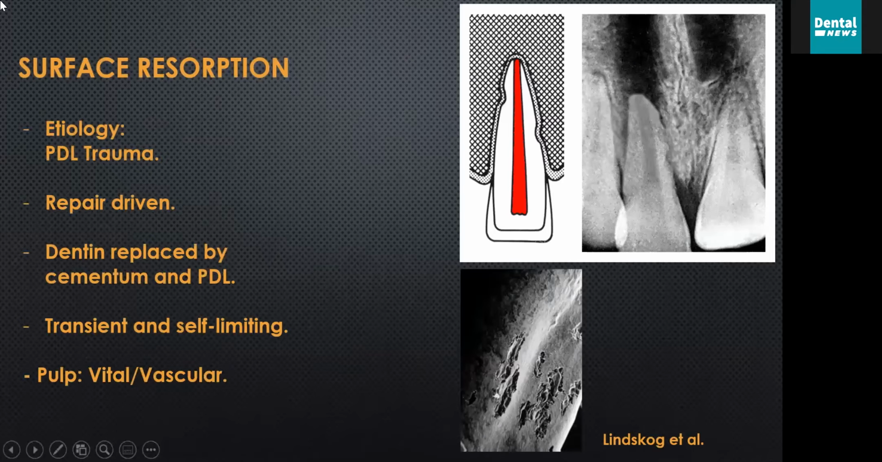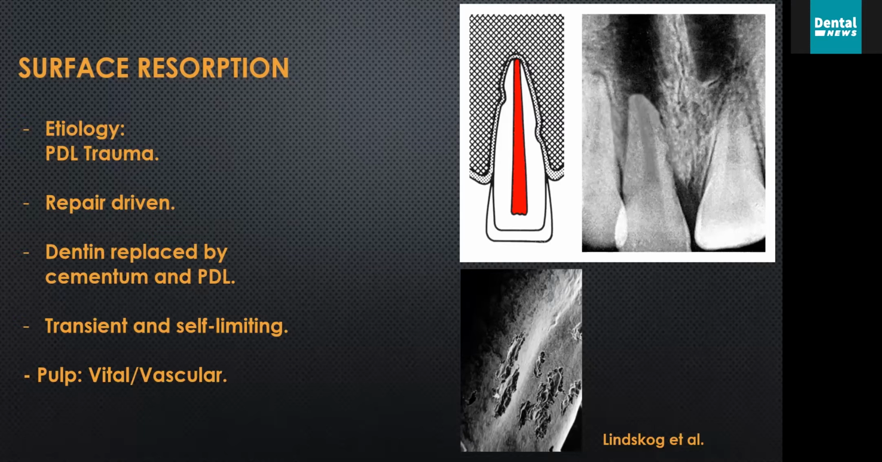So first, the surface resorption, and from its name, it happens on a surface. Usually it's a trauma to the PDL, and usually it happens on the external surface of the root. That kind of resorption is repair driven, meaning that with the resolution of the causative factor, which is the trauma, whether an occlusal trauma or a physical trauma to the tooth, there is usually some repair, and the lost dentin is replaced by cementum and PDL.